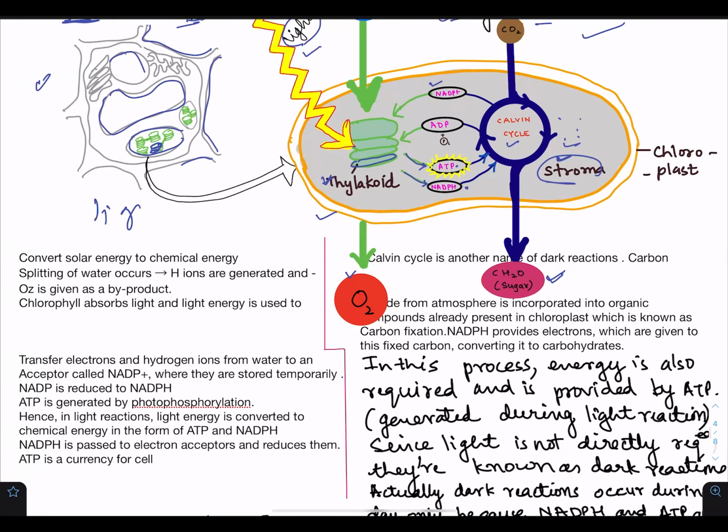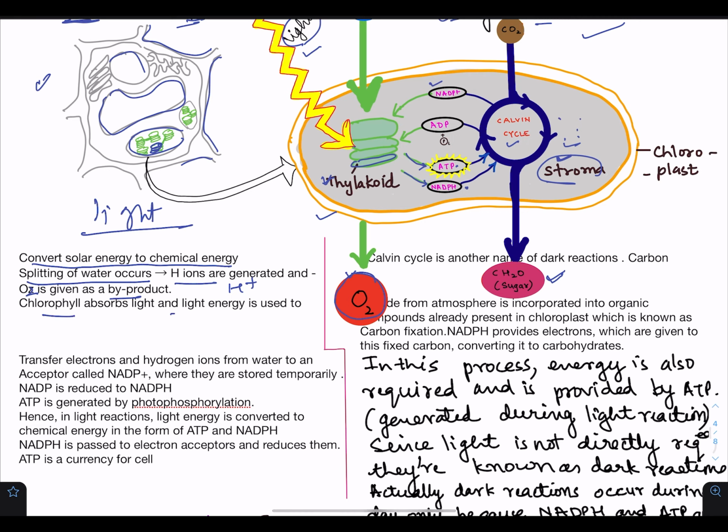Light reactions. What happens in light reactions? They convert solar energy to chemical energy. Yes, splitting of water occurs in light reactions. Hydrogen ions are generated and oxygen is given as a byproduct. Here we see oxygen is given as a byproduct.